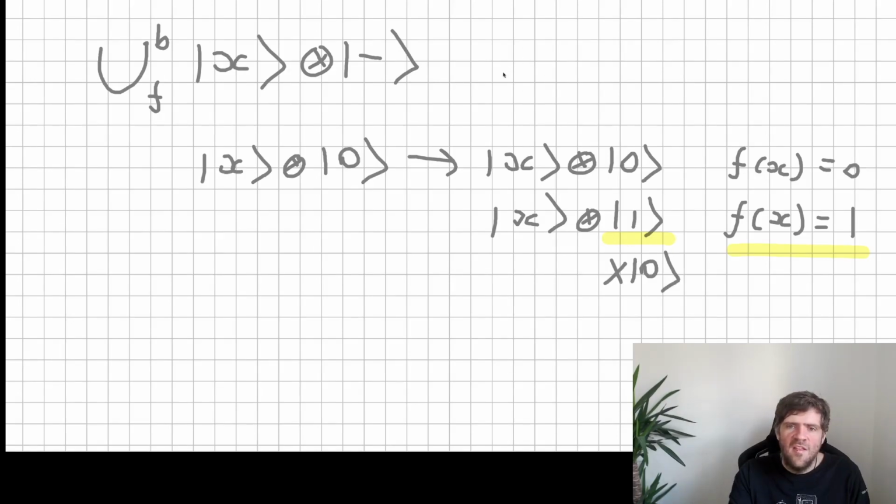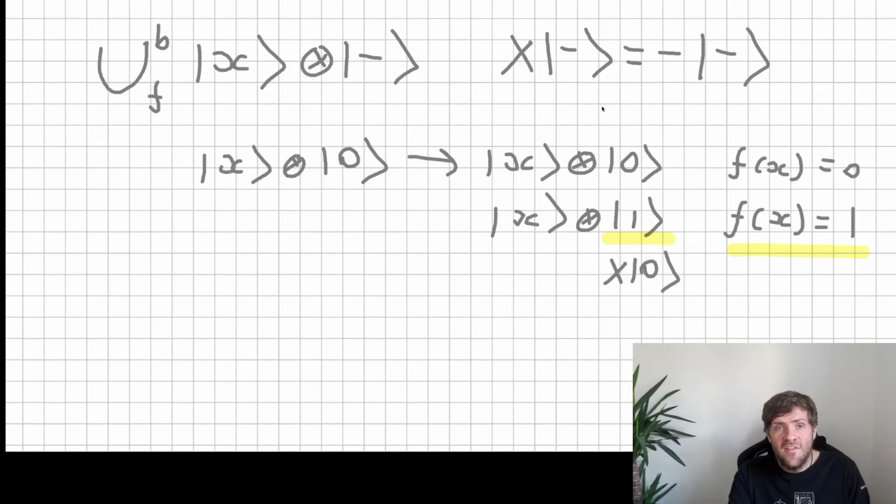Now we know that if you apply an X to the minus state, what you get is the minus state with a phase of -1. So by doing a controlled NOT here, then what the control is doing is either doing nothing to the minus state and therefore getting no phase, or doing an X to the minus state and getting a phase of -1.